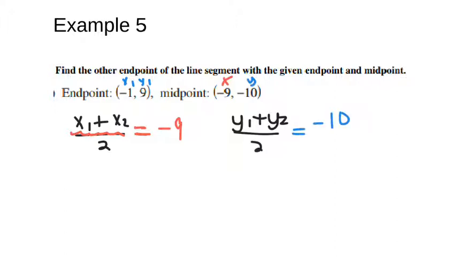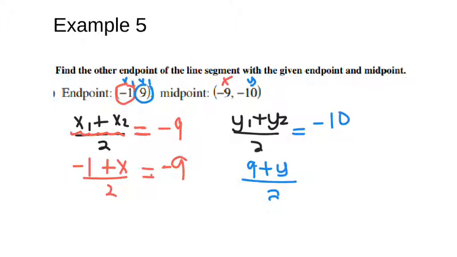So if you plug in and solve, if I plug in -1 for my x, plus the x that I'm missing, equals -9. Same thing for y. If I plug in the y that I have, which is 9, plus the y that I don't have is y, equals -10, then I can solve these and I'll find the other endpoint. So you're working backwards. In order to get rid of a denominator, you multiply by 2.